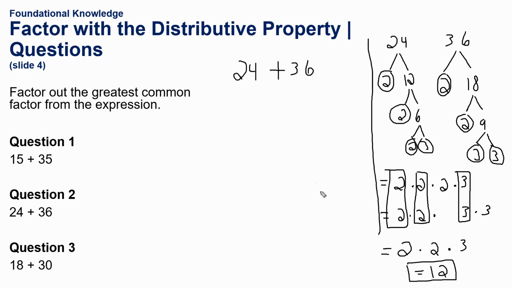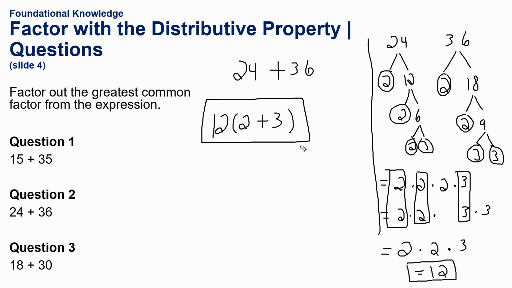So from here then, 12 is the greatest common factor. That goes on the outside of our distributive property parentheses. And then we can do 24 divided by 12 to get the first number in the parentheses, 2, plus 36 divided by 12 is going to be 3. So now we have this factor, 12 parentheses 2 plus 3, and that is the reverse distributive property of this particular number.